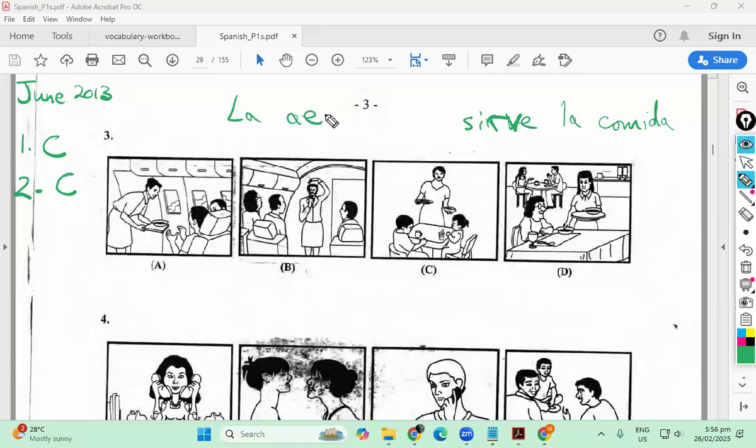La aeromoza, right? Here it is. Another word you will hear is azafata. But in the listening specifically, they use the first word probably to confuse you. So which one is it? Which picture shows us la aeromoza sirve la comida?